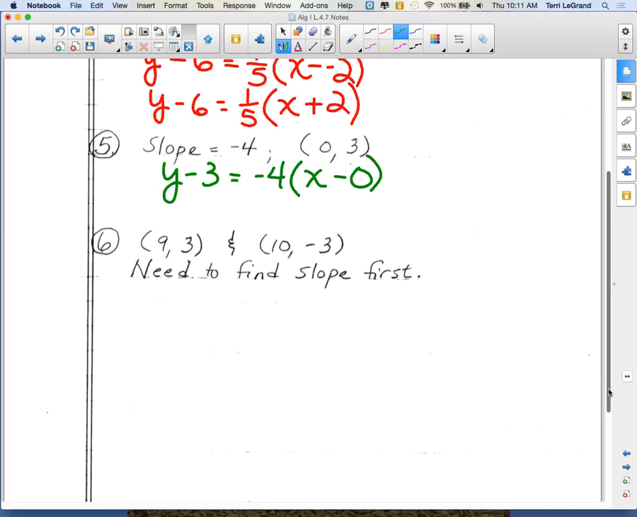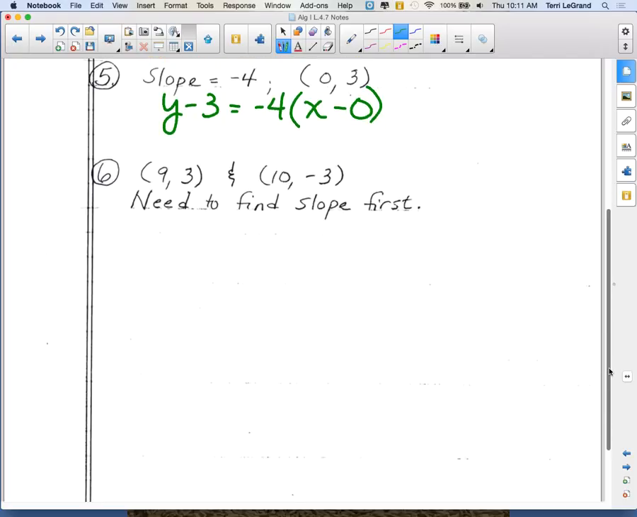Okay, here we're going to get some practice, apparently that some people still need, on finding the slope when you're given 2 ordered pairs. How do we find the slope using the slope formula? Because in this one, we can't write an equation in point slope form because they didn't give us the slope. They only gave us 2 points. So we have to find the slope. We need to use our slope formula to find slope. So let's go ahead and get that done.